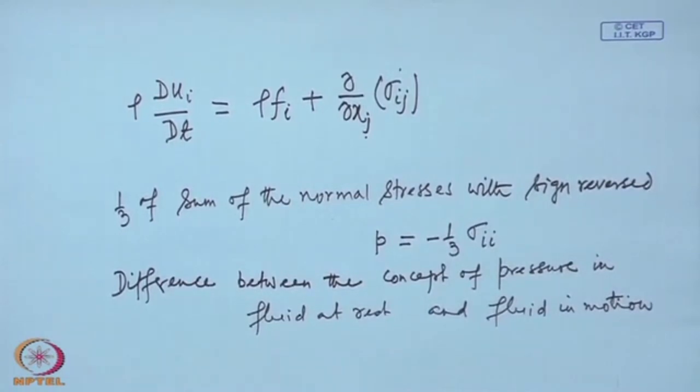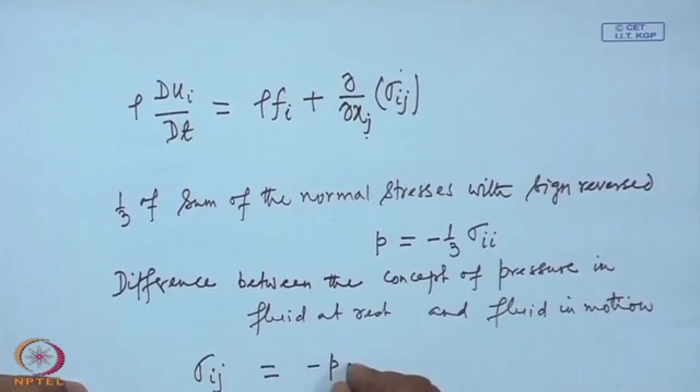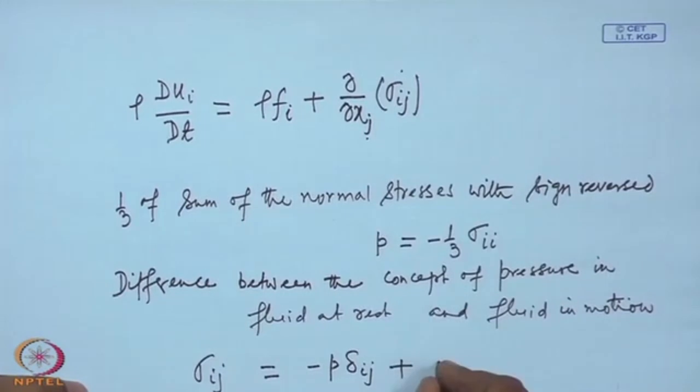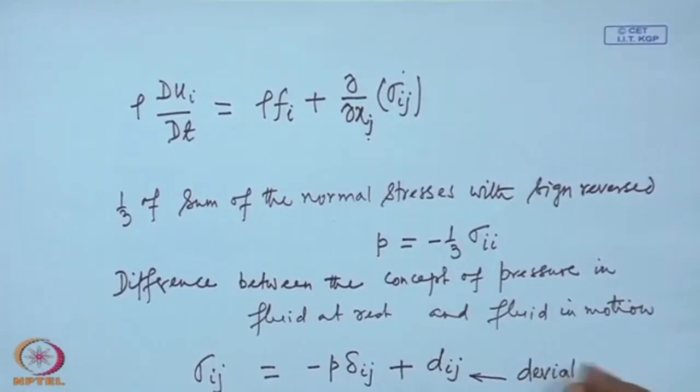So, the stress tensor including this remaining part of the normal stresses and the entire tangential stresses, which is not included here, the complete stress tensor can be written as sigma i j equals minus p delta i j plus, we will call it, d i j. This d i j is commonly called the deviatoric stress tensor.